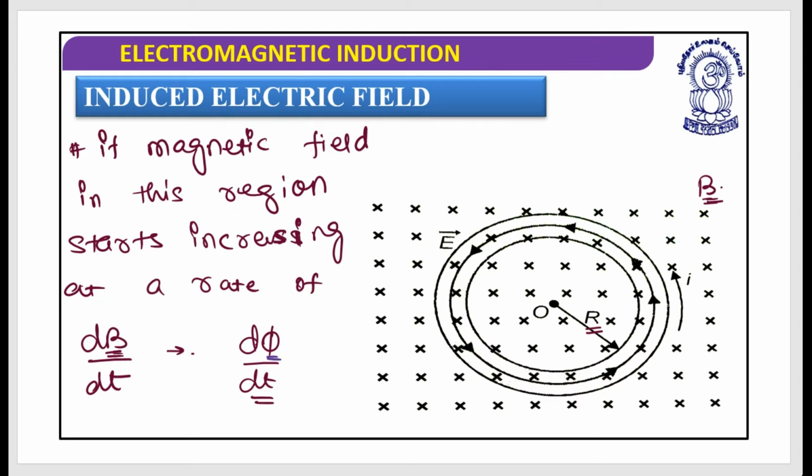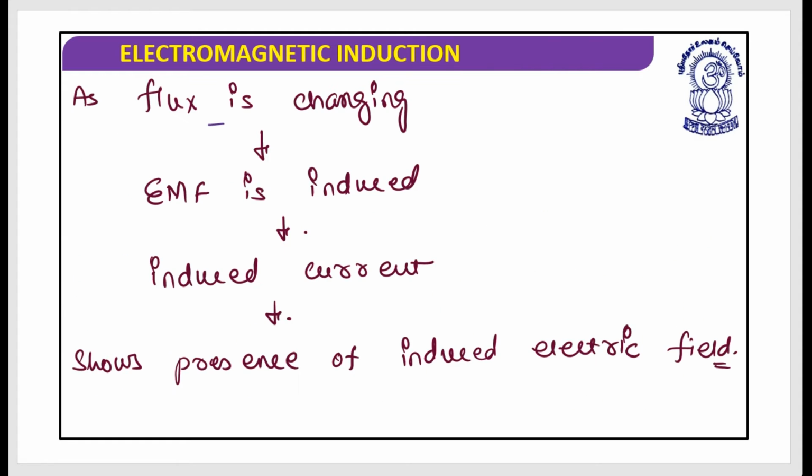I hope you understand this. If the field is changing, that means flux is changing. If the flux is changing, we understood from Faraday's law that EMF is induced. If EMF is induced, we can say a current will be induced. And if current is flowing through the circuit, we must understand that even an electric field will be induced. If this is the situation, I need to find out what should be the value of the induced electric field. Now let's begin our research.